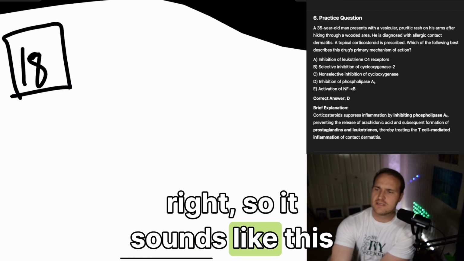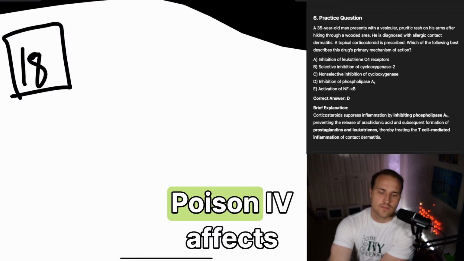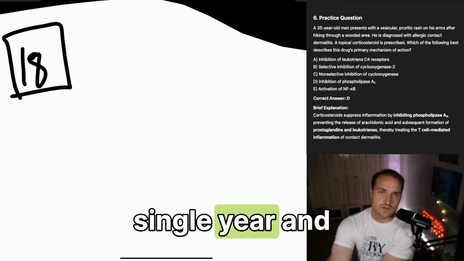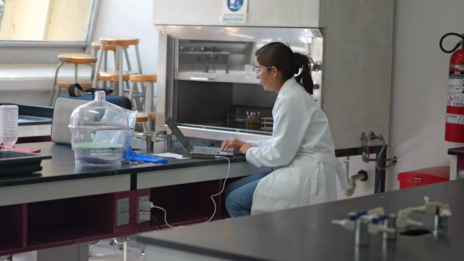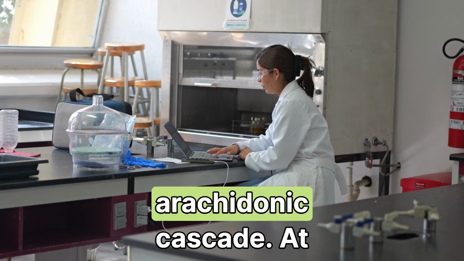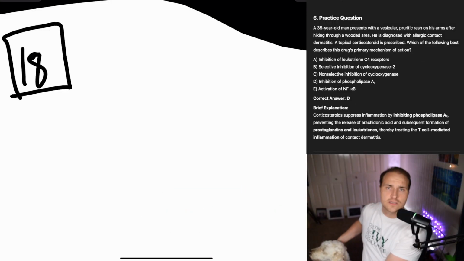All right, so it sounds like this guy's got some poison ivy going on. Poison ivy affects 50 million people every single year. And the best treatment is going to be corticosteroids, because those guys inhibit phospholipase A2. And that's the enzyme that kicks off the entire arachidonic cascade. At least that's what Charlie told me. So no phospholipase, that means there's not going to be any prostaglandins, no leukotrienes, and definitely no cytokine storm.